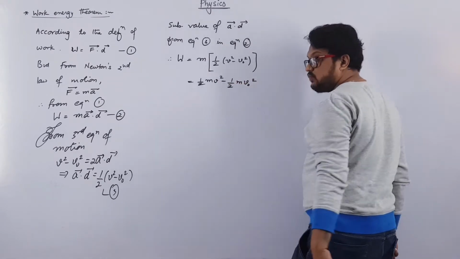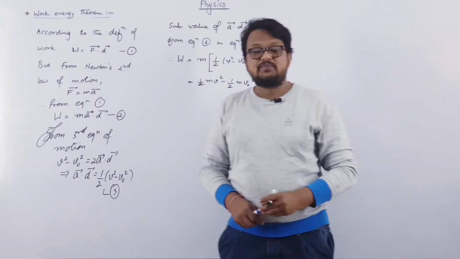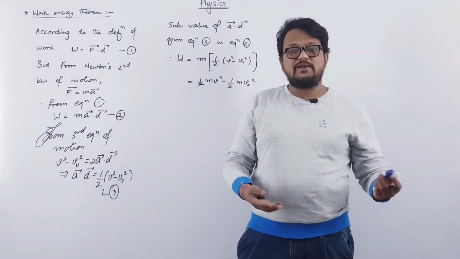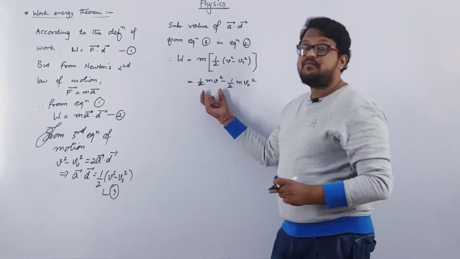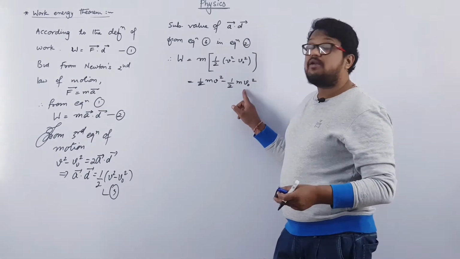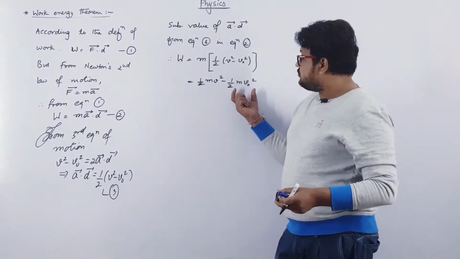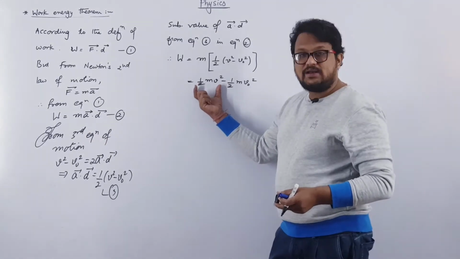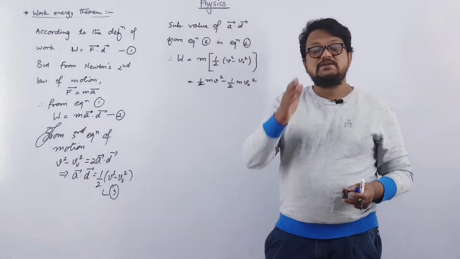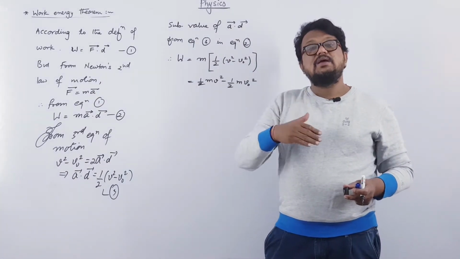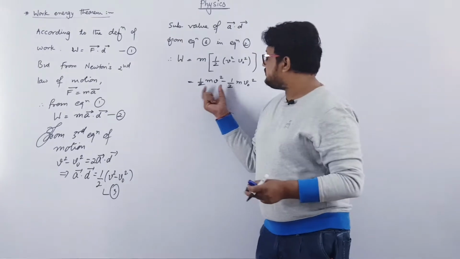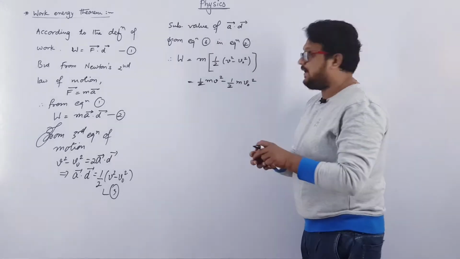What is half mv square? Look, we have already defined what kinetic energy is. Kinetic energy is the ability to do work by a body due to its speed or velocity. So here half mv square is kinetic energy. Half mv naught square is also kinetic energy, but here v naught is the initial speed. Right? So this is the initial kinetic energy and this is the final kinetic energy. Remember, in the equation v square minus v naught square equals 2aD, v square is the final speed and v naught square is the initial speed of the body, right? So this is the final kinetic energy and this is the initial kinetic energy.